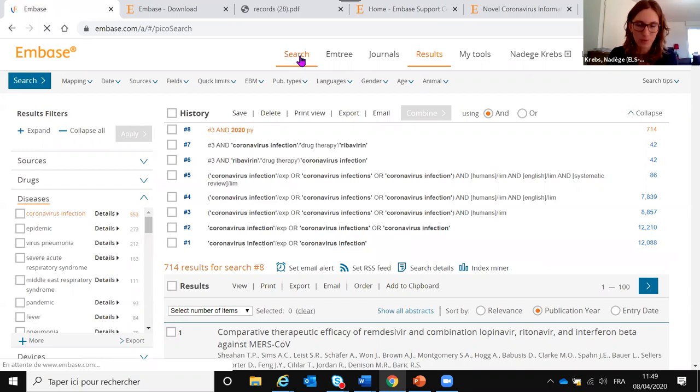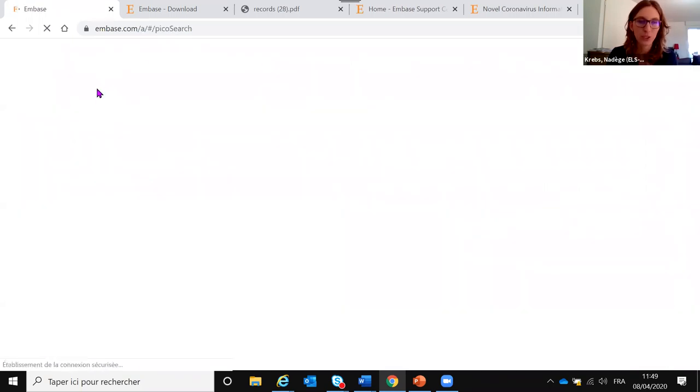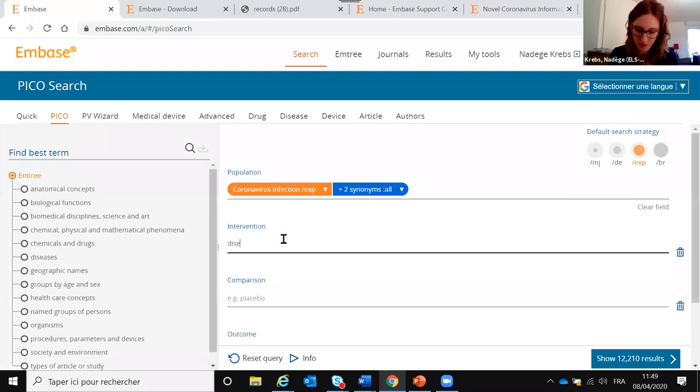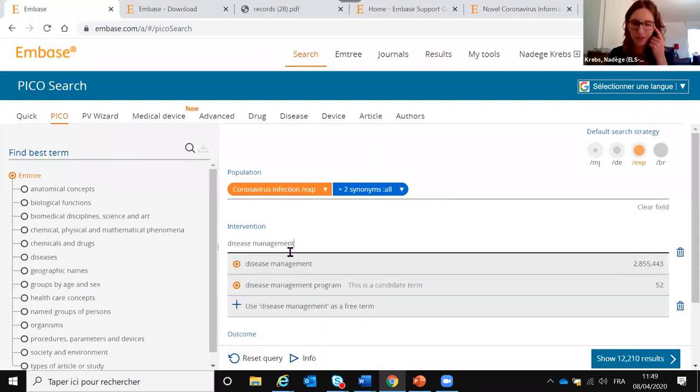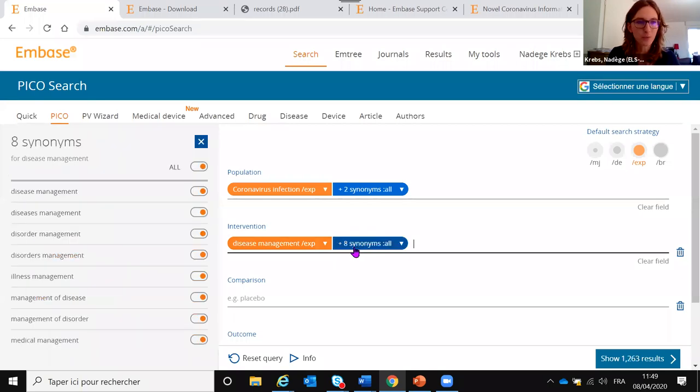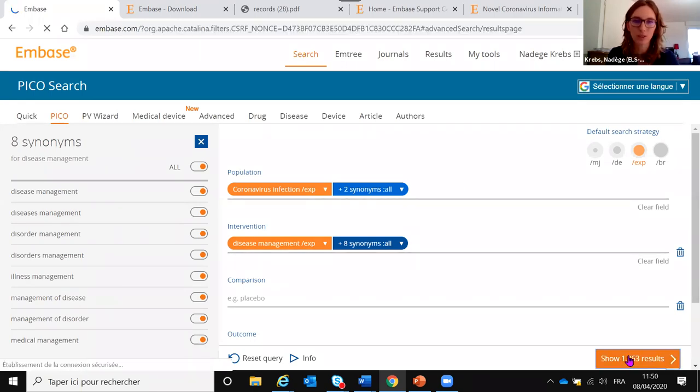I go back to search and I go to PICO, like we were earlier, and I'm going to add the term disease management. When I explode it, it will take into account all the index terms of device economics, economic evaluation, managed care, pharmacoeconomics, practice guidelines, quality of life, and treatment outcome. If I want to add the synonyms here, I say yes: disease management, diseases management, disorder management, and so on. Yes, I want to keep them all. And I combine them, so between these lines there will be an AND written automatically.